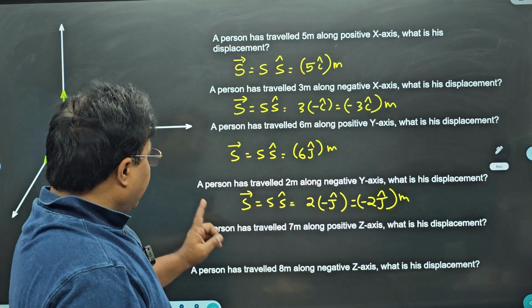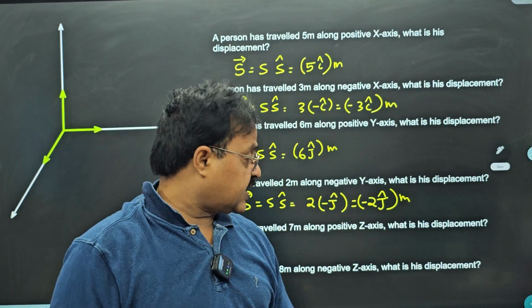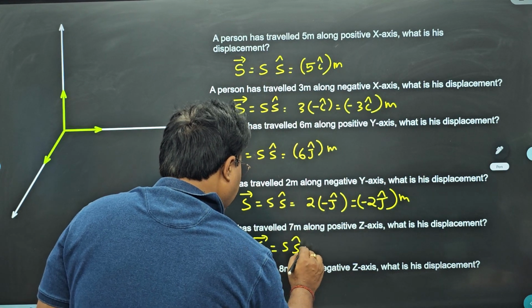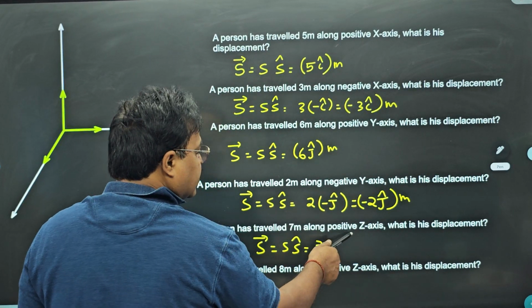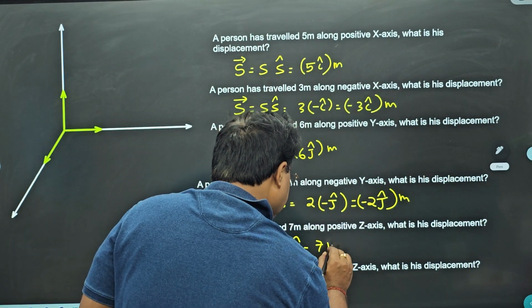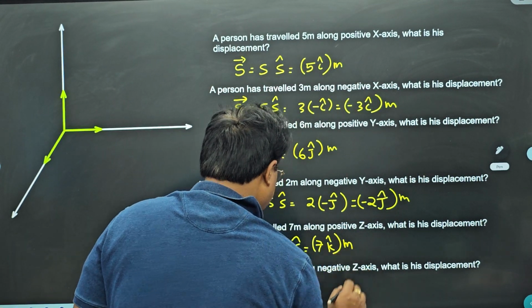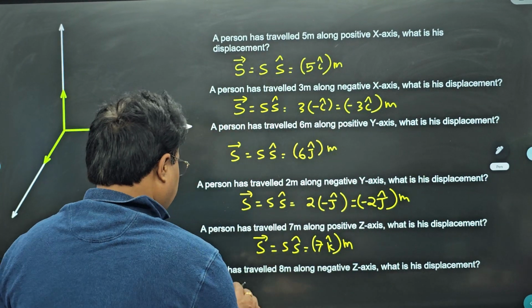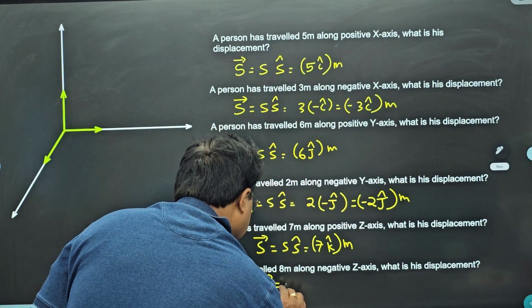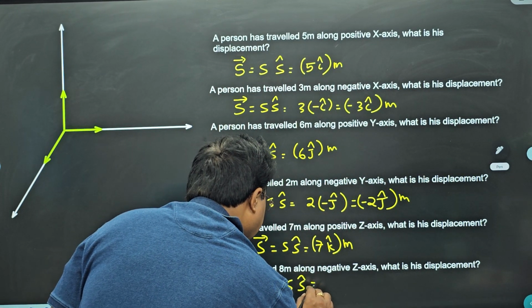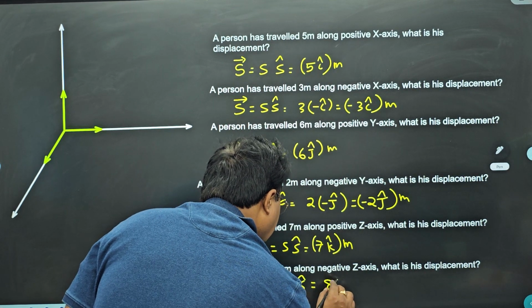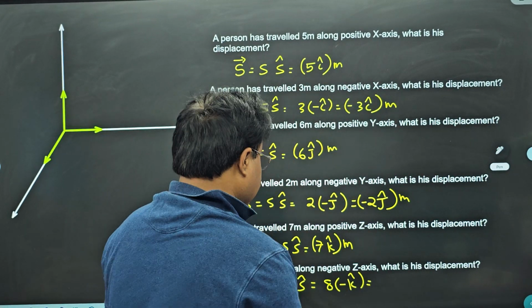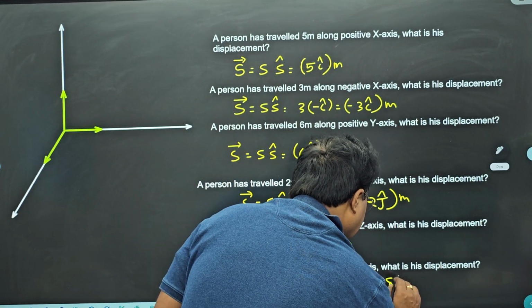Next, a person has traveled 7 meter along the positive direction of z-axis. What is his displacement? Again, the displacement has two parts, magnitude part and direction part. Here the magnitude is 7 meter and the direction is along positive z-axis. The unit vector along positive z-axis is k cap. This is 7 k cap meter. Next question. A person has traveled 8 meter along negative z-axis. Here the magnitude is 8 meter and the direction is minus k cap. Because the unit vector along negative z-axis is minus k cap, this becomes minus 8 k cap meter.